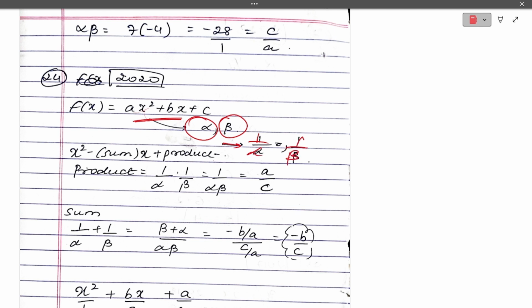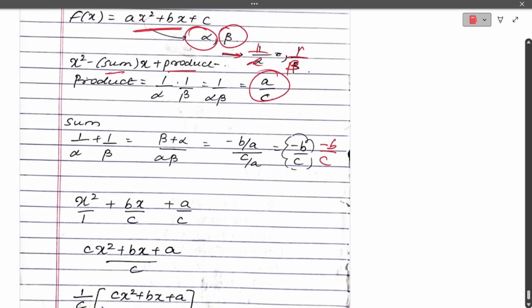So the sum will be, so we know this is the standard form. The product also we know the standard form, that is c by a. When you simplify them, you will be getting this. When you take product, you will be getting a by c like this. When you take the sum, you will be getting like this. 1 by alpha beta, you know that is nothing but a by c. When you take the reciprocal, c by a, it later became minus b by c. This was all discussed in the class.